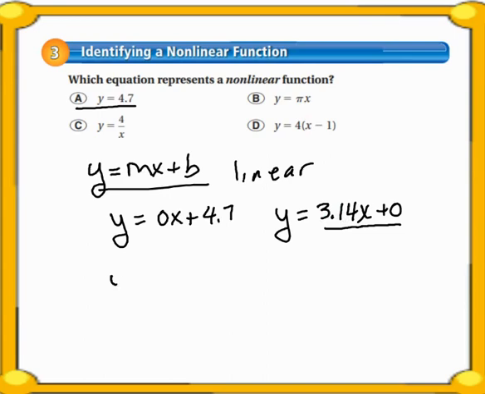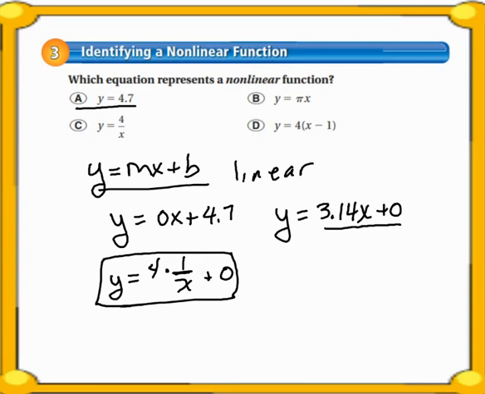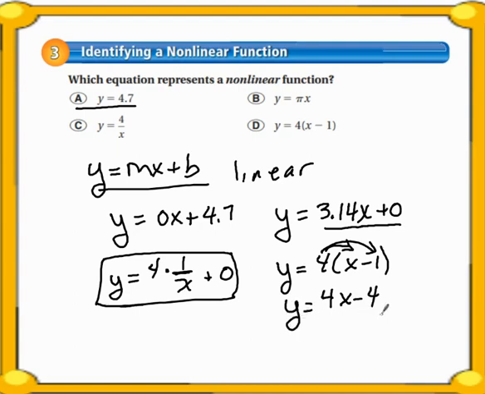Letter C, y equals 4 times 1 over x plus 0. This one is not in the form of mx plus b. There's no way we can put this so that we have x times a number because the x is in the denominator. So this one is nonlinear. Looking at D, though, y equals 4 times x minus 1. If we did the distributive property, we could get 4x minus 4. So it is in the form of y equals mx plus b. So this one, C, is nonlinear.